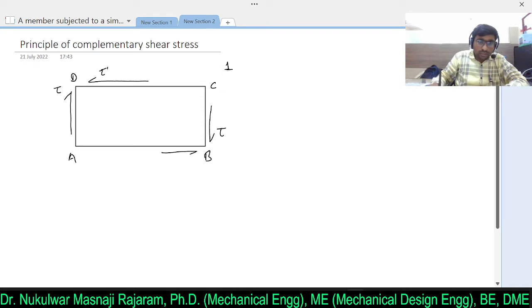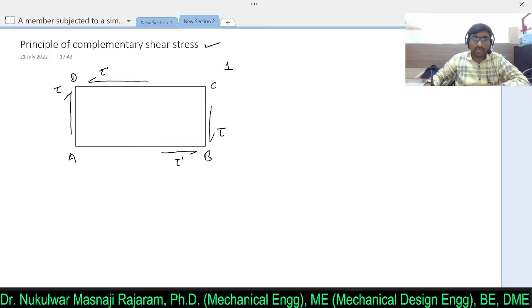Similarly, on the AB face, tau dash is acting. Now when this shear stress is acting on a particular plane, tau dash is equal to tau. So how can this be analyzed through the principle of complementary shear stress? Now let's understand how tau equals tau dash. Clear? So let's start the discussion.